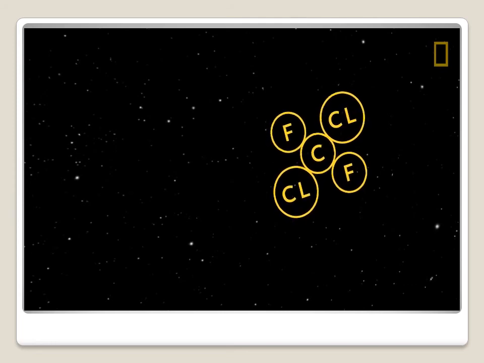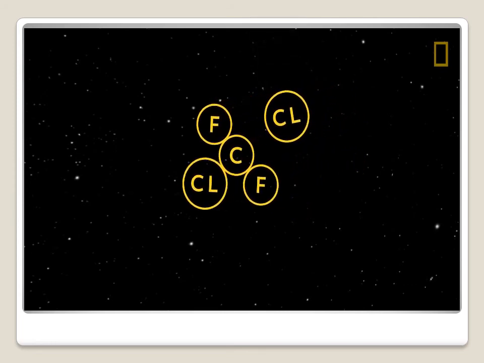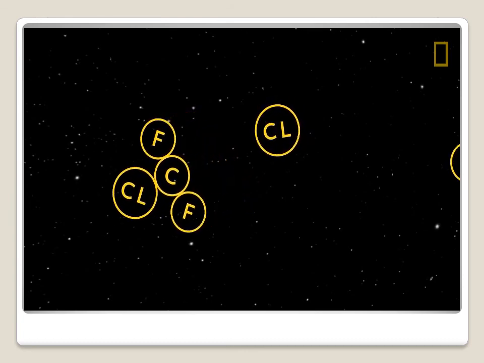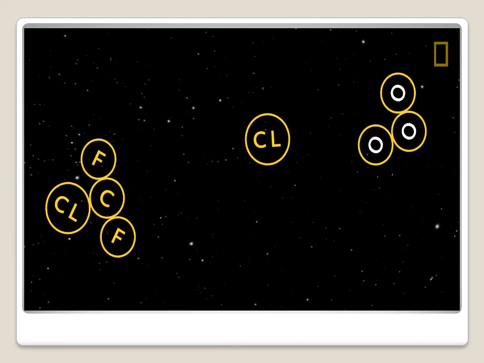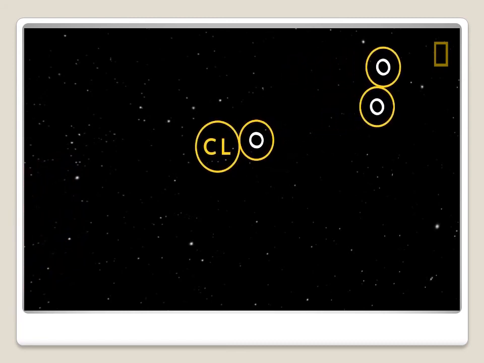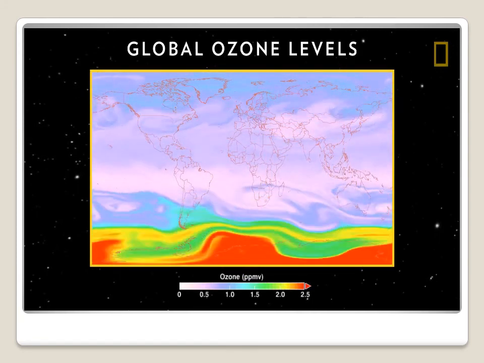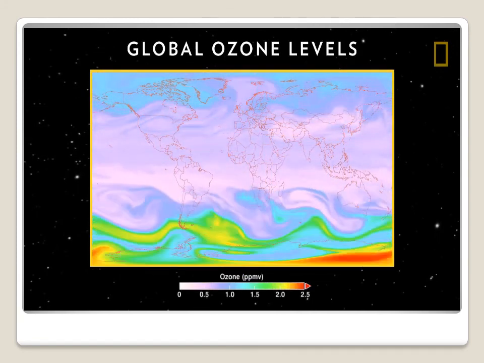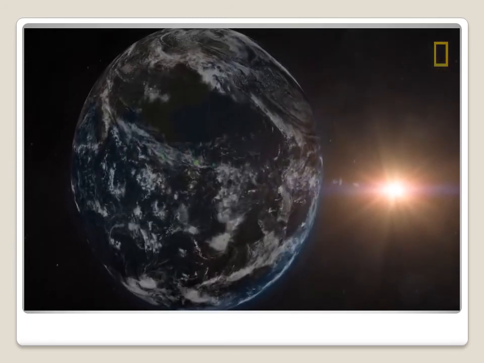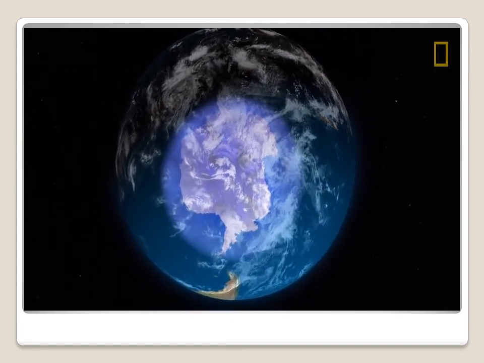When CFCs are exposed to ultraviolet rays in the atmosphere, they break down into substances that include chlorine. The chlorine reacts with the oxygen atoms in ozone and rips apart the ozone molecule. Areas of damage in the ozone layer are often called ozone holes, but that name is misleading. Ozone layer damage is more like a thin patch, with the thinnest areas near the poles.